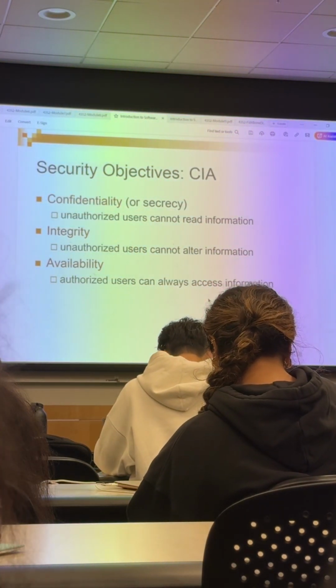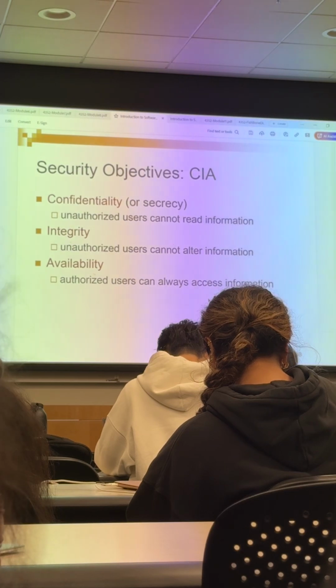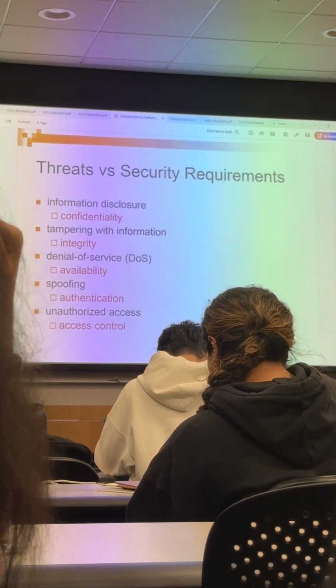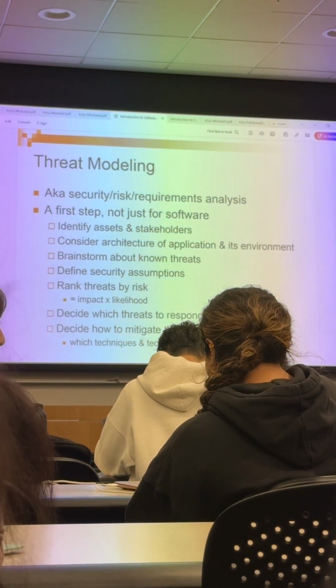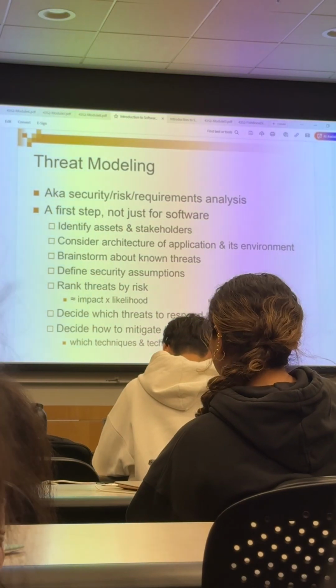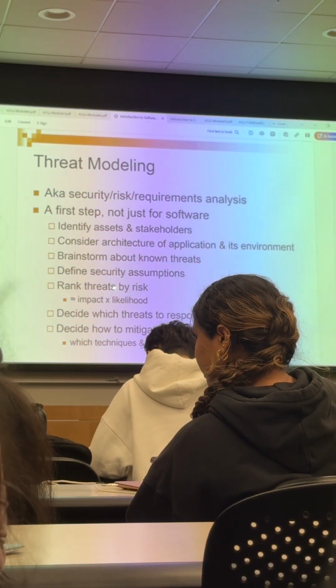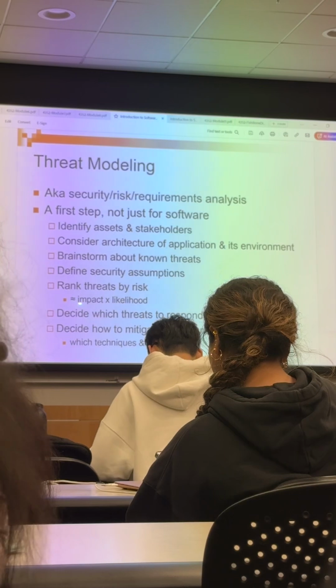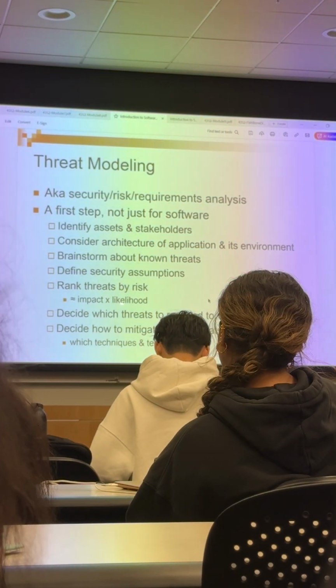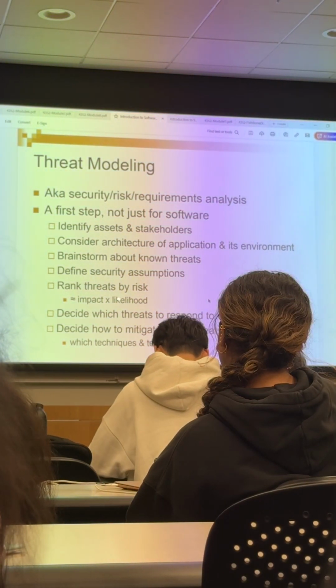So CIA, confidentiality, integrity, availability, this is widely used in security. When you look at threat modeling, it is to rank risk by the impact of that particular risk and the likelihood of its happening, then you prioritize the threat and then accordingly we mitigate the effect.